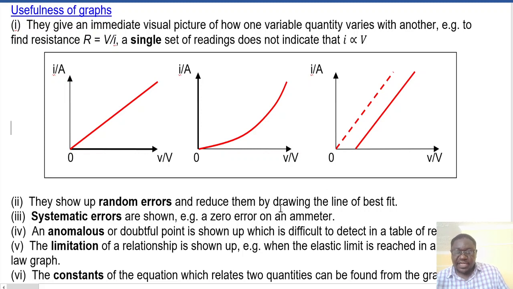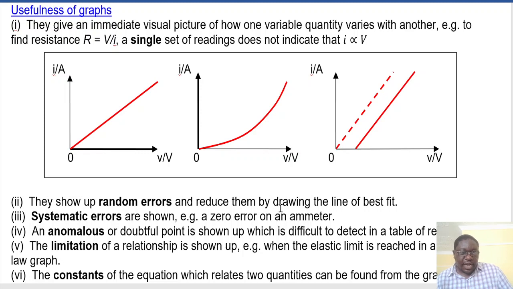quantity varies with another. E.g., to find resistance, you all know that resistance is equal to voltage over current. A single set of readings does not indicate the relationship between I and V. So if you take a set of readings, say five or 6 readings of I versus V, and then you plot a graph, then you can identify the relationship between those.